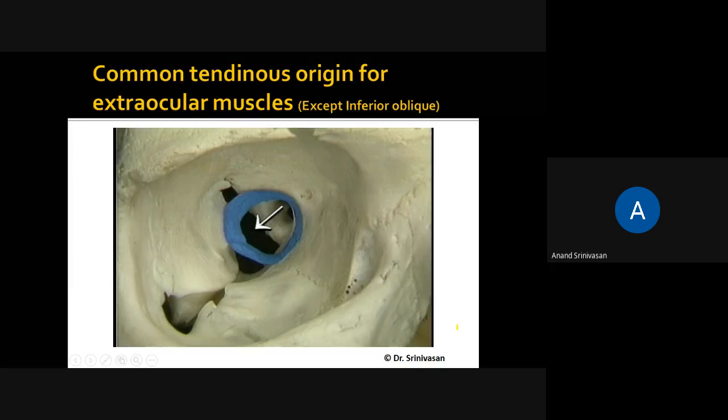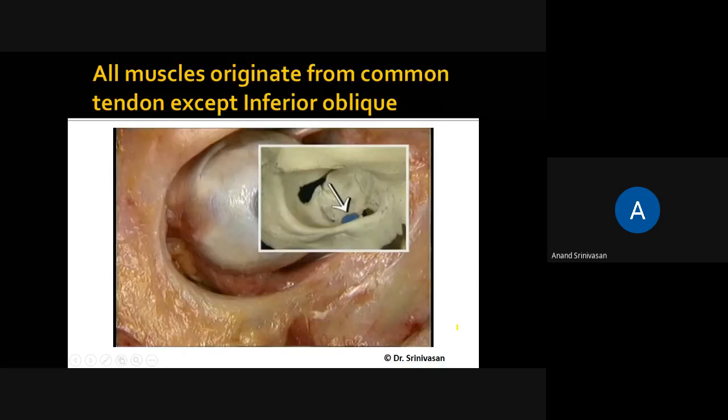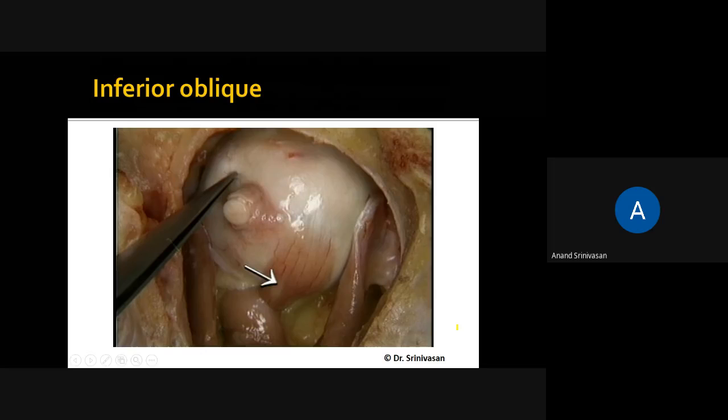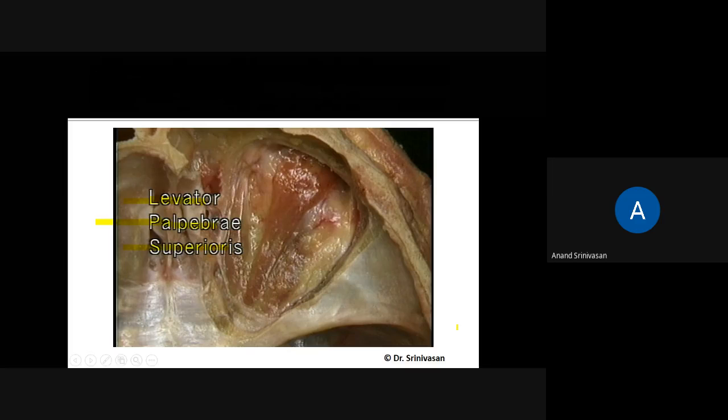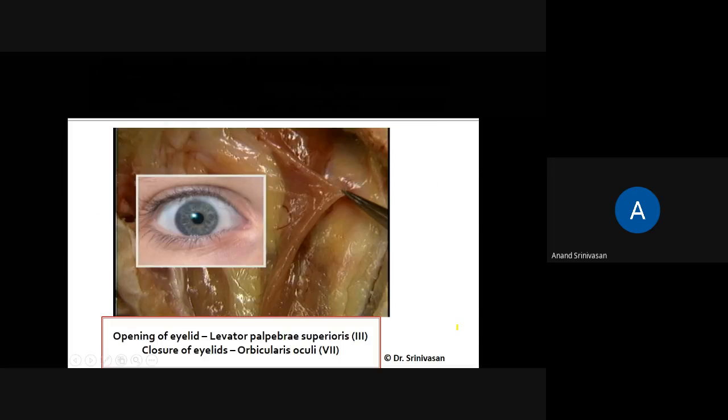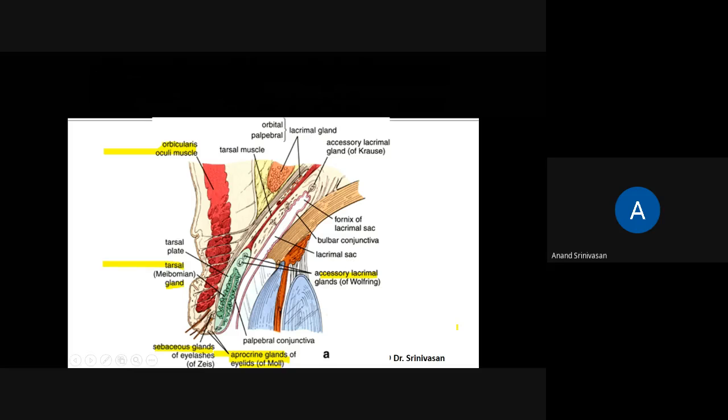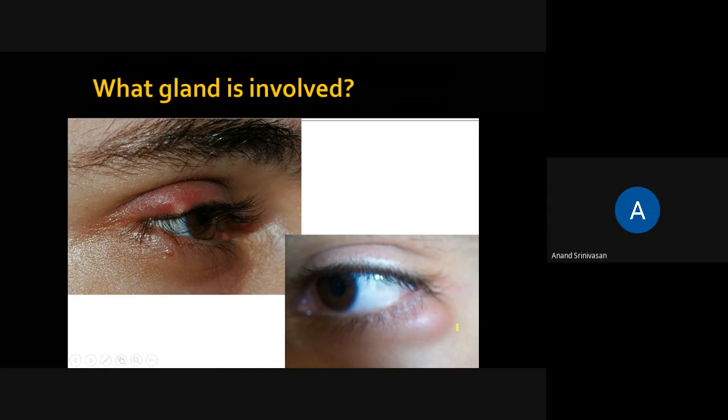the nerve supply. Their origin: all muscles originate from the common tendon except for the inferior oblique. The eyelids, opening done by levator palpebrae and closure by the orbicularis oculi, and the corresponding nerves which supply them. All right, and this is the orbicularis oculi.